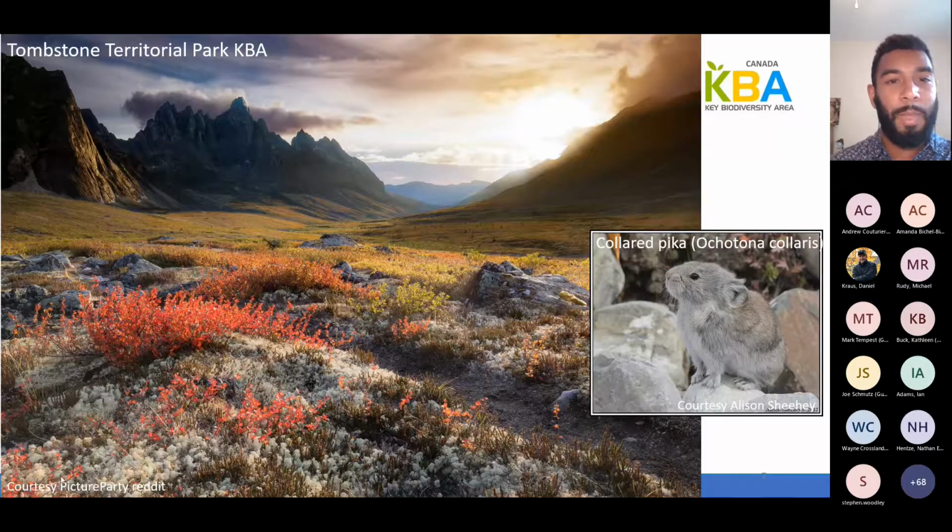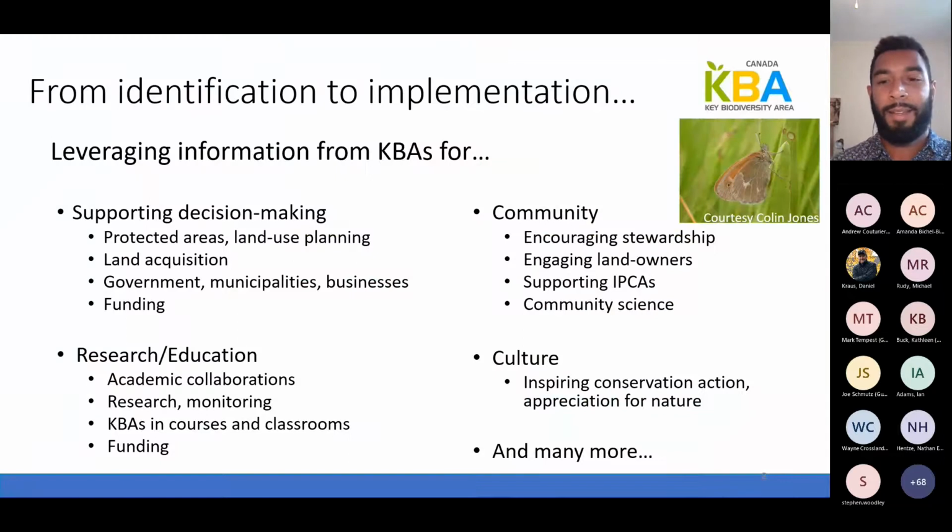Next slide, please. So we're identifying these areas in a comprehensive way. We're well underway in a lot of parts of the country. And now we're thinking more and more about how we can use this information. This will be the subject of the next speakers, Dan Kraus and Andrew Couturier, and we're really excited to hear from them. But before, I'd like to just give a couple ideas about the scope of how we can use this KBA information.